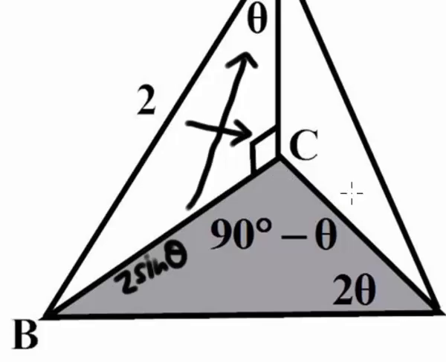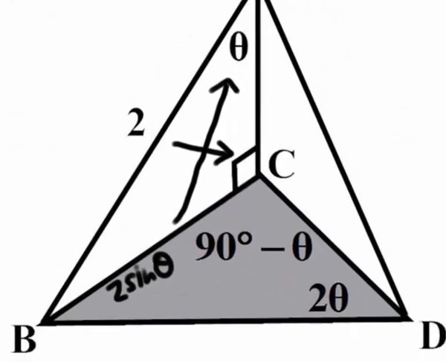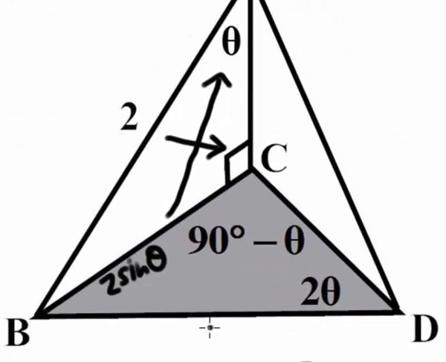The next question, let's see what it says. It says, show that the length of BD is equal to 1. We've got a whole lot of angles there, and we've got the side BC. So once again, we could use the sine rule to do that. So let's go for it.